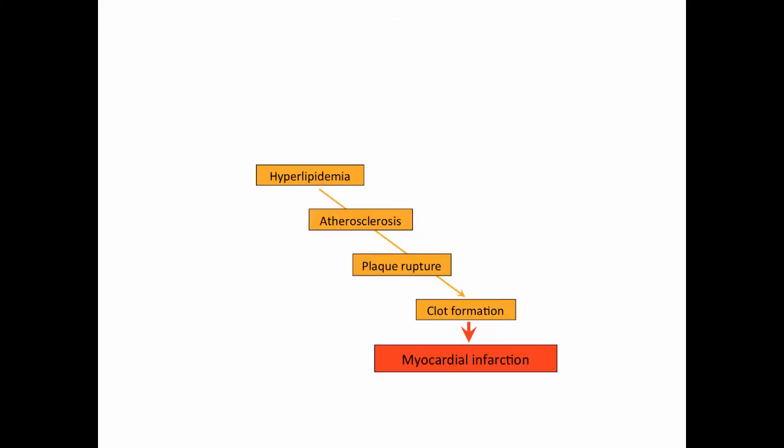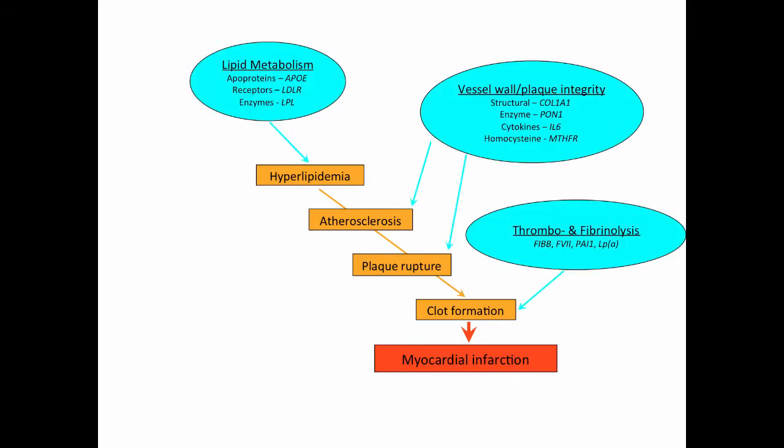We might consider something like a myocardial infarct. So we could think of things like hyperlipidemia, atherosclerosis, plaque rupture, or clot formation, and all of these may lead to a myocardial infarct. So we can think of genetic issues that would relate to lipid metabolism. We can think of genetic factors that might help to maintain the structural integrity of blood vessel walls, or that might lead to plaque formation. We can think of various clotting factors, and all of these coming together may influence a myocardial infarct.